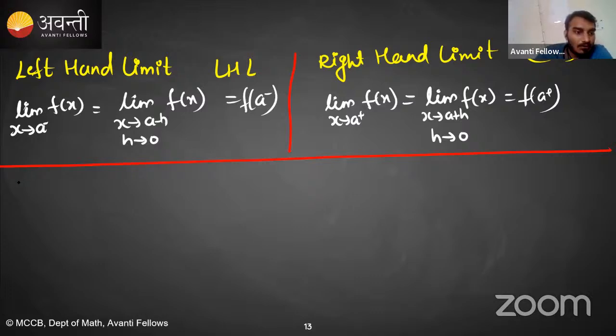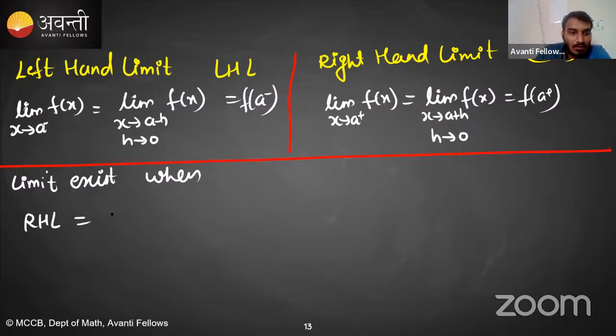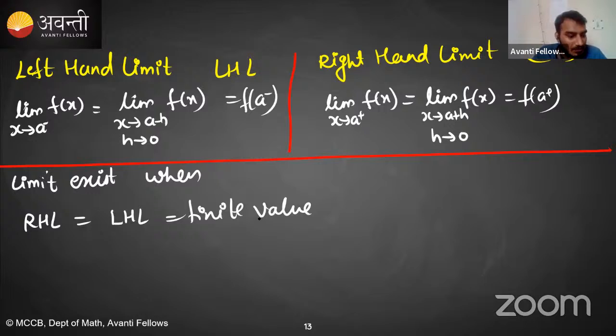Okay, so limit exists when right hand limit is equal to left hand limit is equal to a finite value. Is this clear, everyone? Tell me quickly in the chat box. Is this clear, or do you have any doubt? Quickly let me know, everyone.